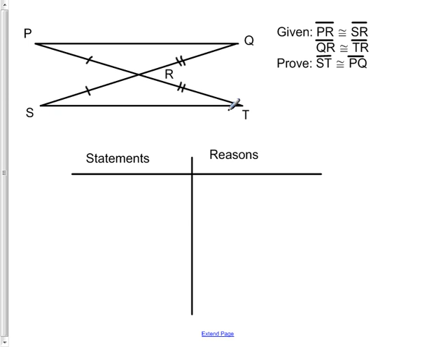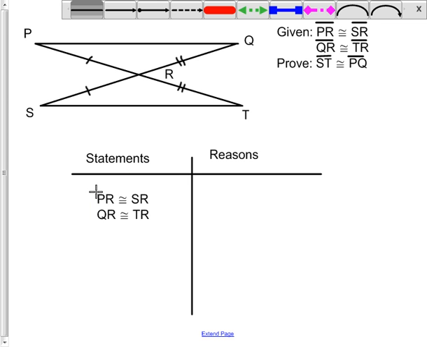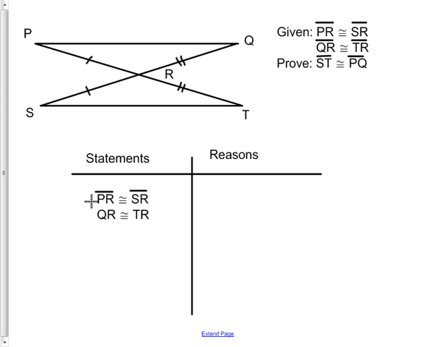Okay, so here's how we're going to do this. The first thing we do is set up a T-chart. It's statements and reasons, and we're just going to state what we know. So the first statement is PR is congruent to SR, and QR is congruent to TR. And I forgot to put my little lines above there, so we'll do that. There we go. And that reason was given. That's something that was just given to you. So we have that marked on the picture.